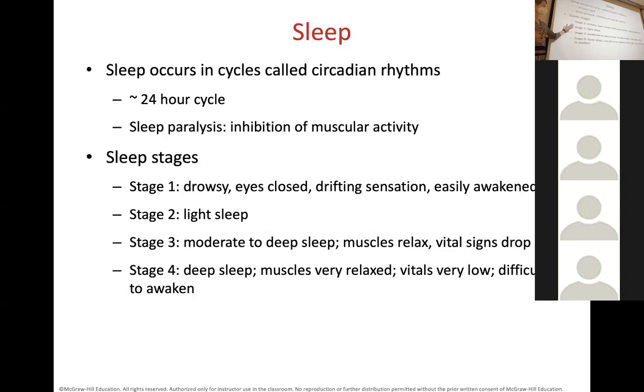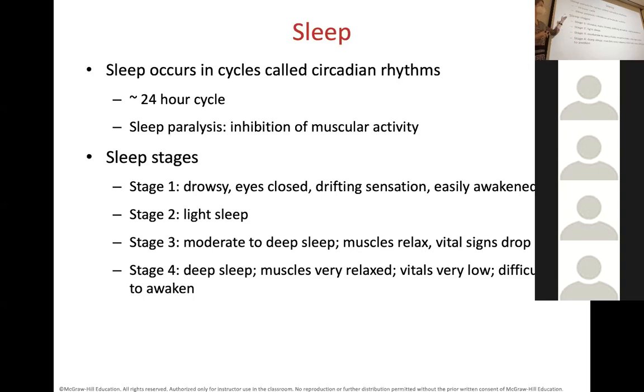Stage 3, you get into that moderate to deep sleep. Muscles relax a lot more and your vital signs actually drop. So your heart rate drops. A lot of times your body temperature will drop. Your blood pressure goes down. And then when you get into stage 4, all of that happens, but even more so. So your muscles are more relaxed, more sleep paralysis. The vitals are very low and it's hard to wake someone up from that stage 4 deep, deep sleep.